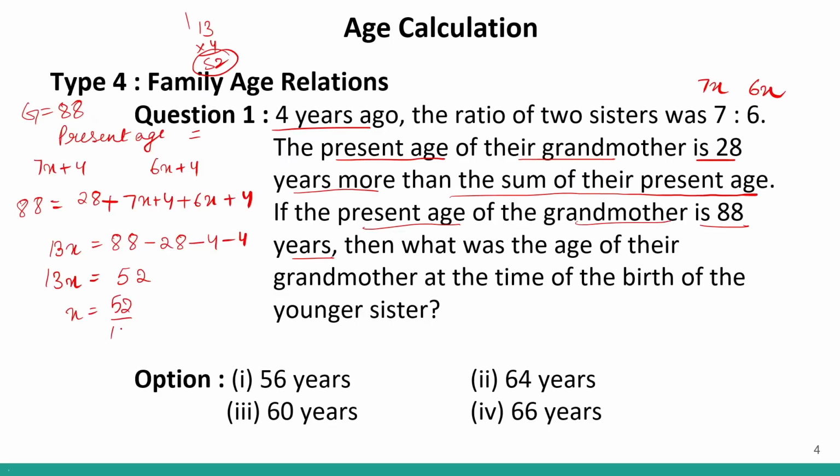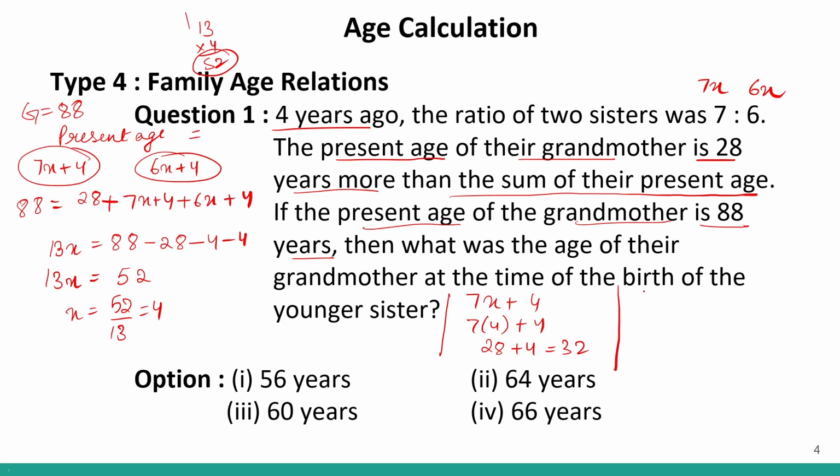Divided by 13, which is equal to 4. So the value of x will be 4. Based on this, can I find the age of the sisters? Yes. The age of one sister will be 7x plus 4, which is 7 into 4 plus 4. This will be 28 plus 4, which is equal to 32.